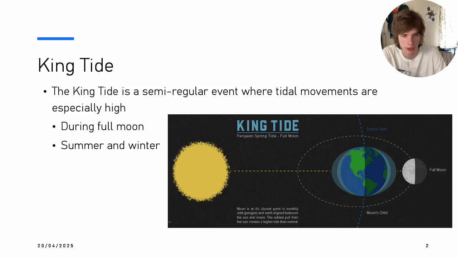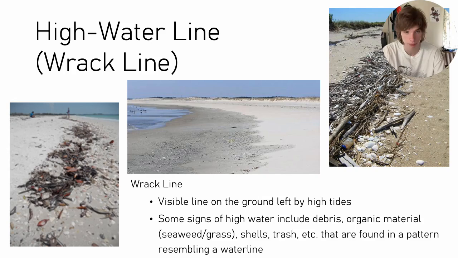So what is a king tide? It's a semi-regular event where tidal movements are especially or unusually high. This is usually during a full moon or a new moon and is most common during the summer and winter months. A high water line, aka a rack line, is a visible line left by high tides.